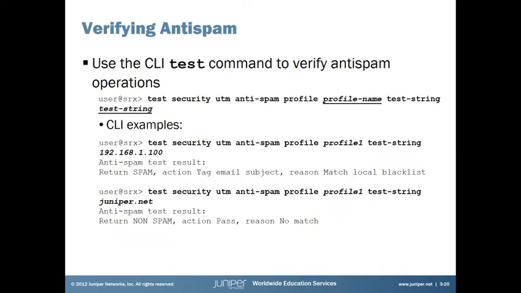from the CLI, test security UTM anti-spam profile. You can have a test string in there. Here's an example of that test string. There's a particular IP address and it returns the spam action tag, email subject, reason: matches a local block list. And this is a test string, which is Juniper.net. In this case, it is going to allow. So you can test an IP address, and you can test on the domain name as well.